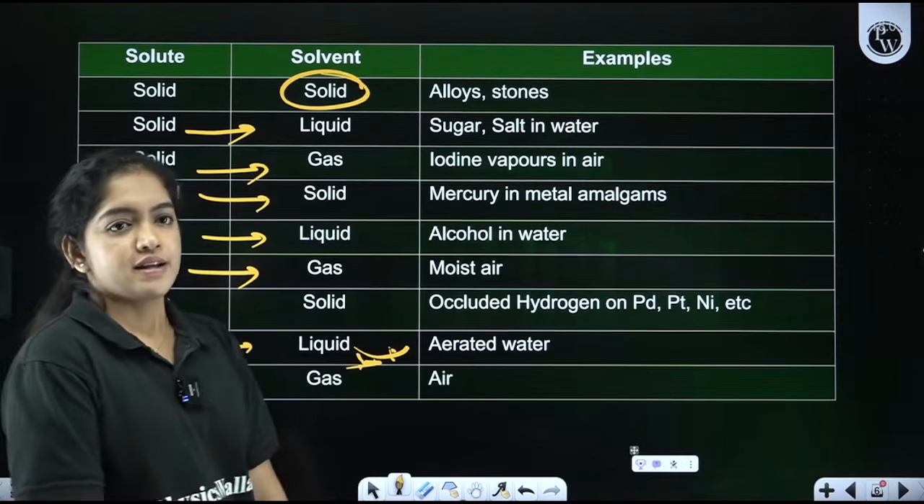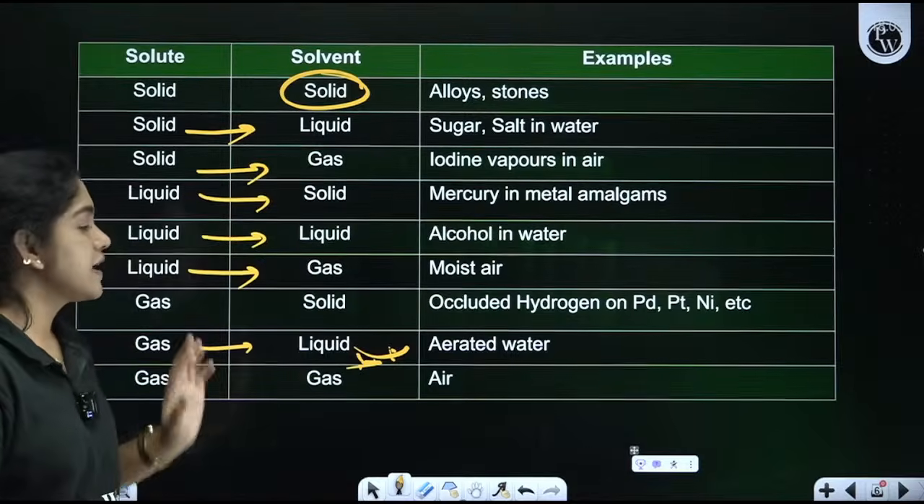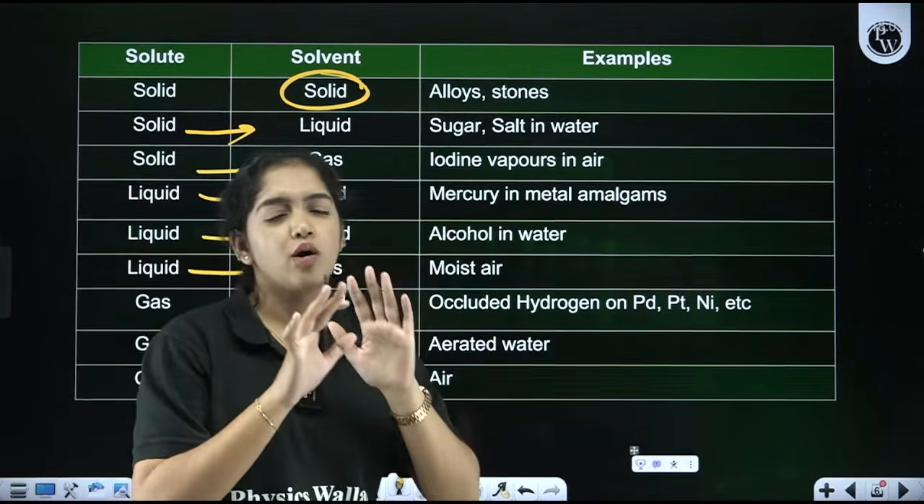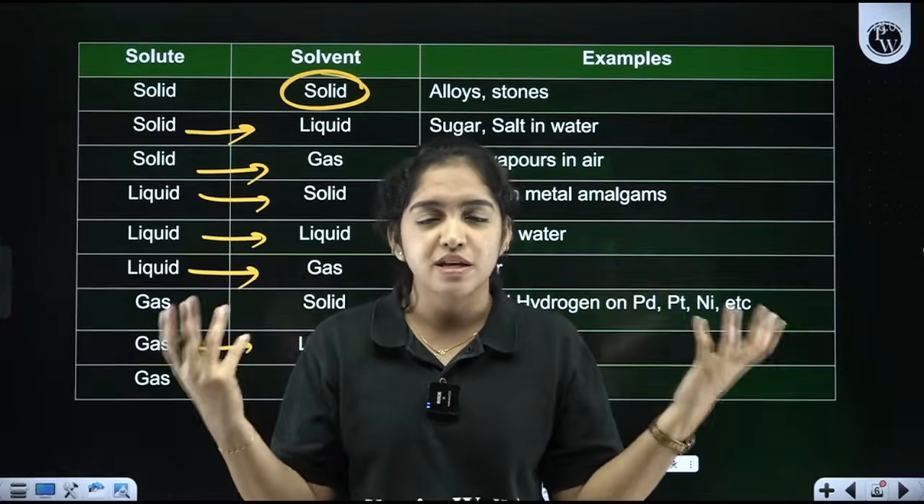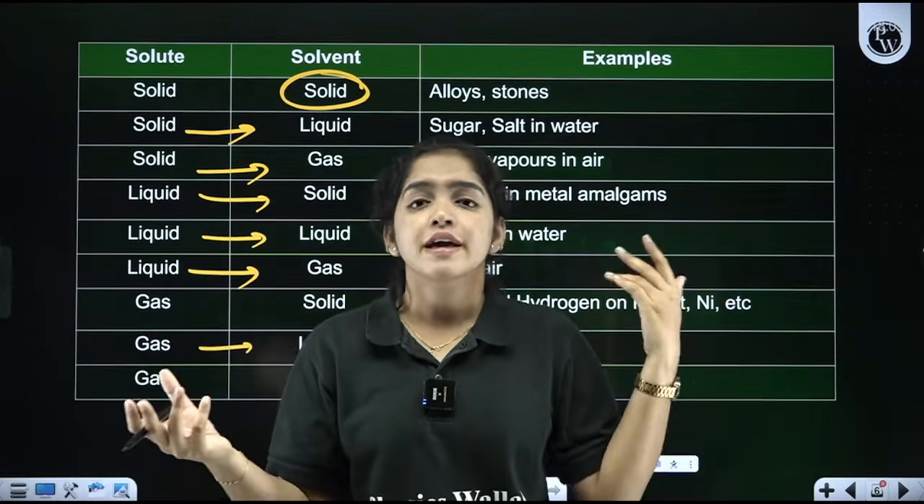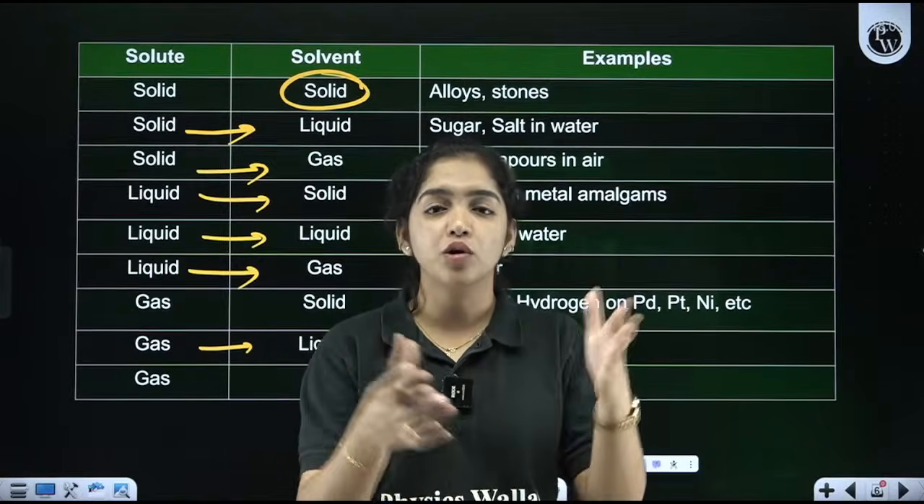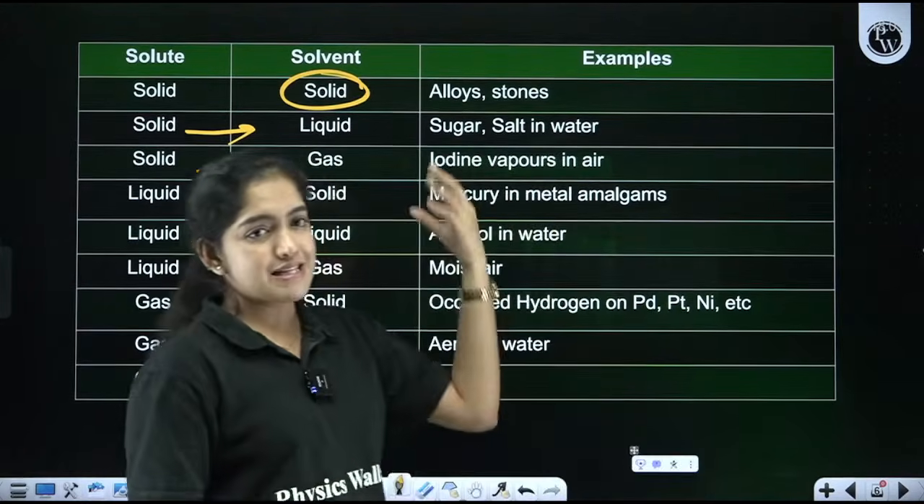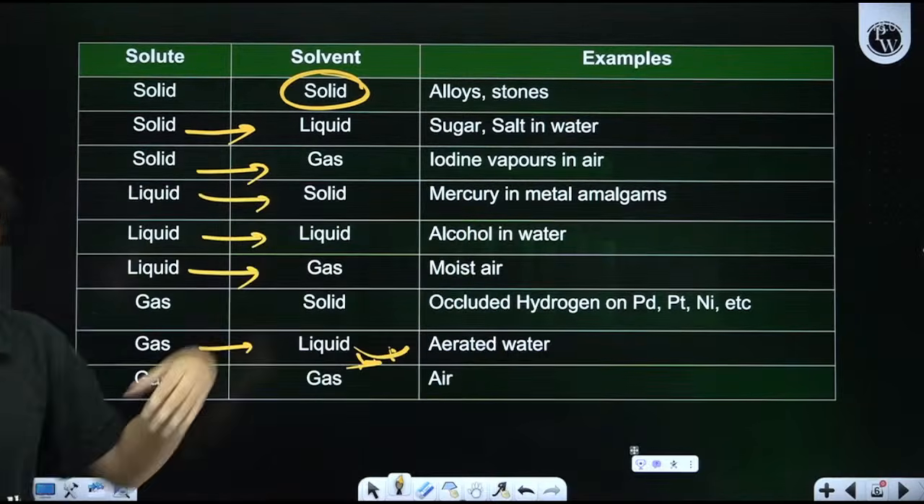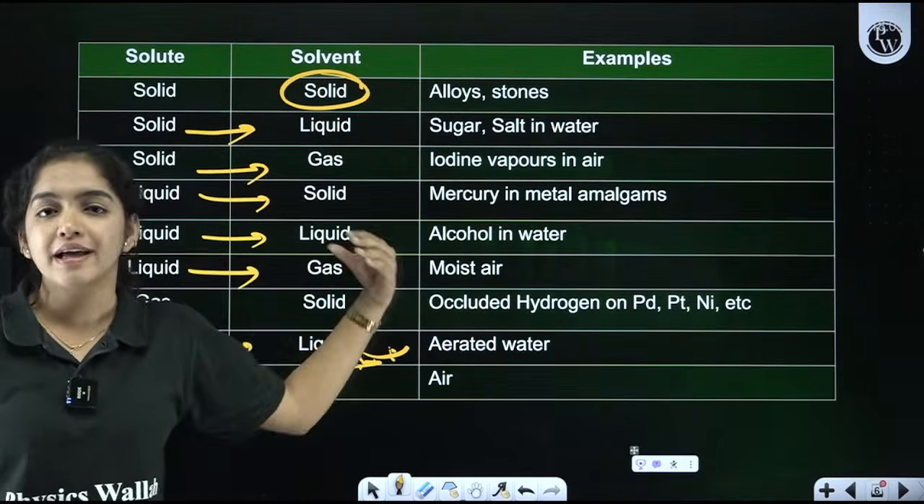Got it? Then next one. Gas, both gas. Just look around. We are surrounded by a lot of gases, right? It's a mixture: hydrogen is there, oxygen is there, carbon dioxide is there, helium, argon, a lot of gases are mixed, right? That is a gaseous solution. So these are the examples for different types of solution: gaseous solution, solid solution and liquid solution.